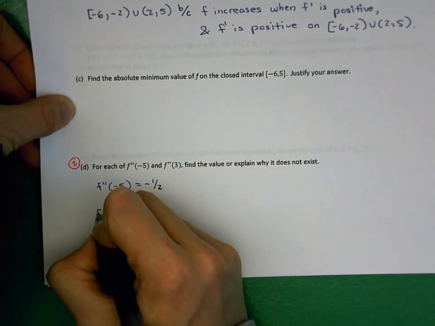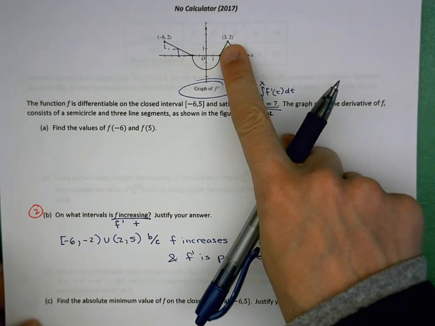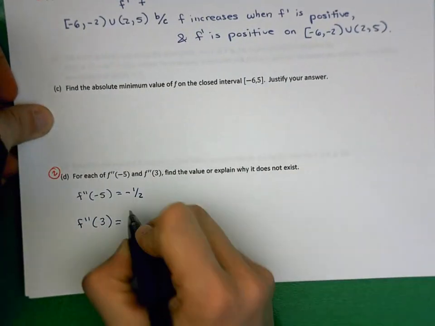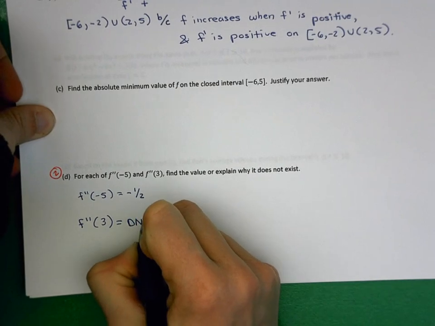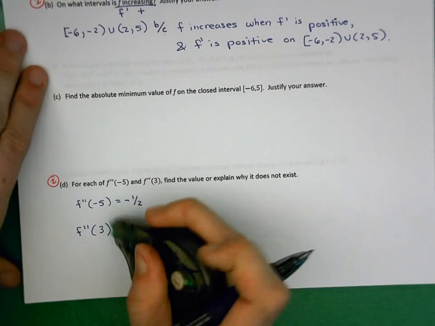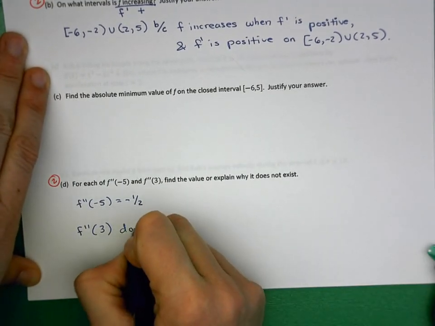Second point, what is the slope at 3? F double prime of 3. Well, at 3, I've got a cusp, which means I don't have a slope there. This does not exist. And then your explanation, so here, go ahead and actually write that out. Okay. Does not exist.